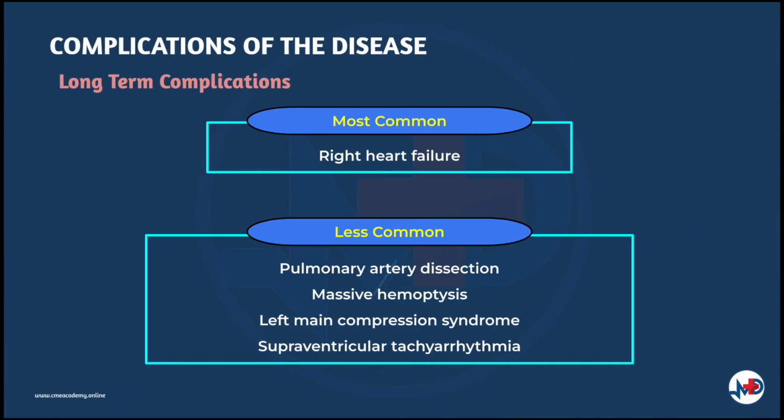So what are the complications of pulmonary hypertension? The most common and feared complication is right heart failure. Progression to right heart failure is part of the natural history of pulmonary hypertension and is often present to some degree at the time of diagnosis. Other less common complications include pulmonary artery dissection, massive hemoptysis, and left main compression syndrome, where the left main coronary artery is compressed by the pulmonary artery trunk. Supraventricular tachyarrhythmias may also occur, presumably triggered by right heart disease.